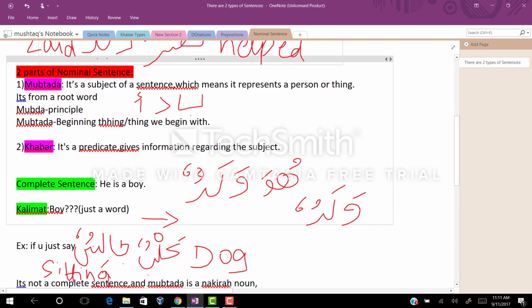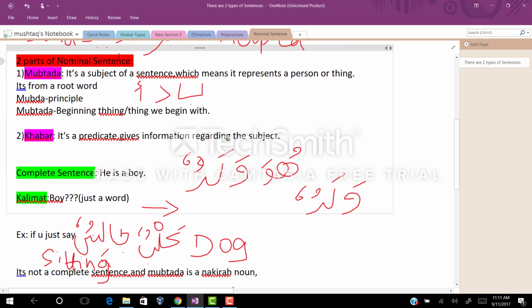And there are two parts of the nominal sentence, or Jumlatul Ismiyya. The first one is called the Mubtada, which we learned just now. The Mubtada is the subject of a sentence, which means it represents a person or a thing. Why is it called Mubtada? Where did the word Mubtada come from? It's from the root word Ba, Dal, Alif, Bada'a. The meaning of mubda is principle, and mubtada is the beginning thing, or the thing which we begin with.